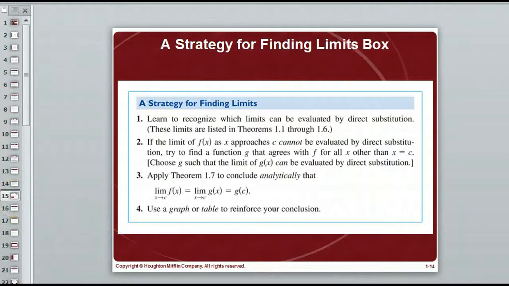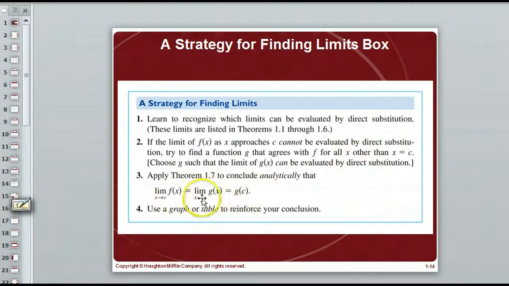So this box summarizes finding limits. What you'll try to do is, first of all, direct substitution. That's always the easiest way. If you get 0 over 0, though, then you try to find a function that agrees with f at all the points. Well, that's pretty much factoring and canceling, or else the rationalization technique.